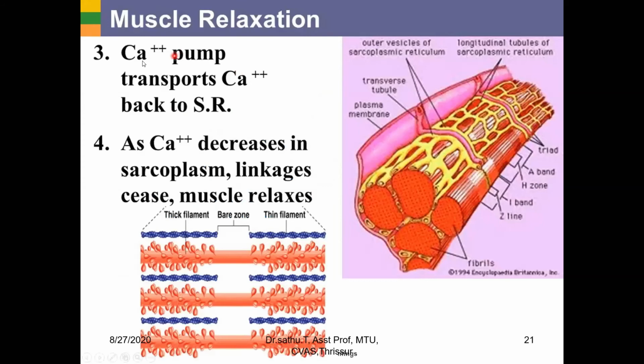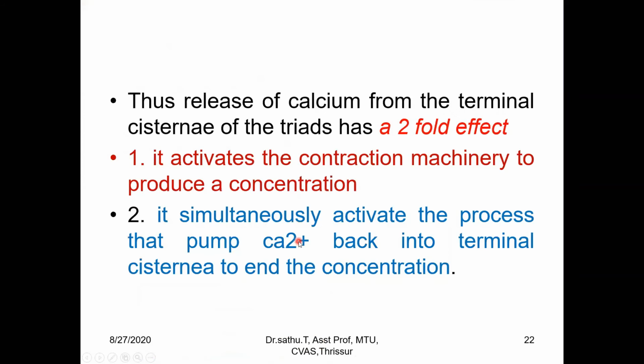You can see here the calcium pump transports calcium ions back to the sarcoplasmic reticulum. So this is the sarcoplasmic reticulum, and you can see the calcium is pumped back. As the calcium decreases in the sarcoplasm, the linkage ceases. That is, the actin-myosin bond will start breaking, and the muscle comes to the relaxed state. Understood? So this is what is happening.